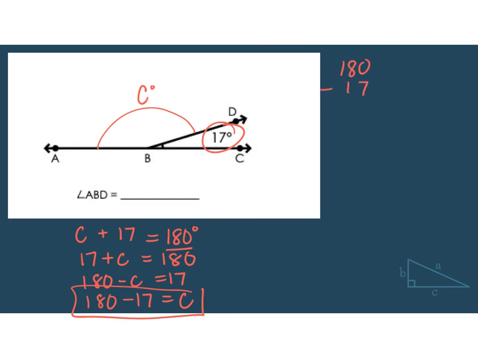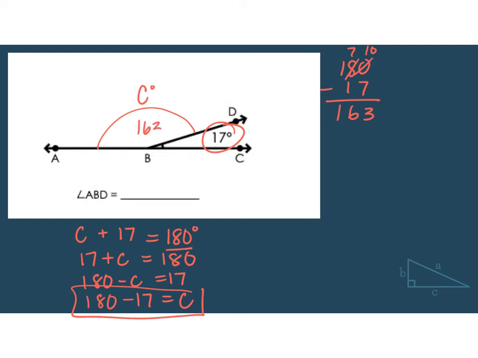180 minus 17. 0 minus 7, we can't do. That becomes a 7. This becomes a 10. 10 minus 7, we know is 3. 7 minus 1 is 6. 1 minus nothing is 1. So 163. Now it's time to check our work.